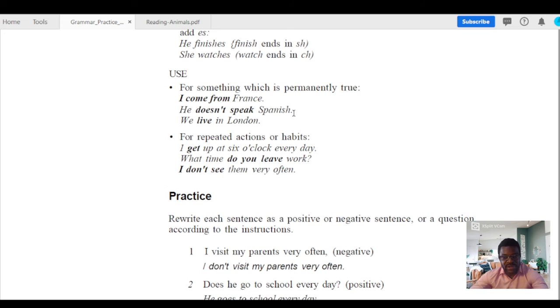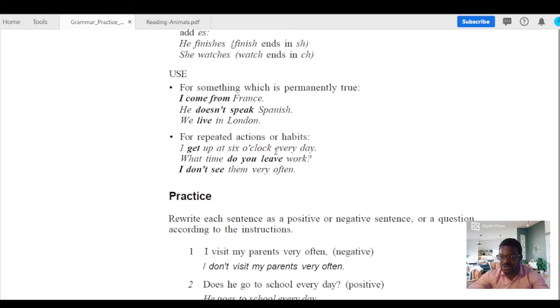Then with that one, we talk about what? Permanently true statements. That's the first usage. Then the second usage is for what? For repeated actions or habits. We have to repeat something over and over again. A repeated action or habit. For example: I get up at 6 o'clock every day.